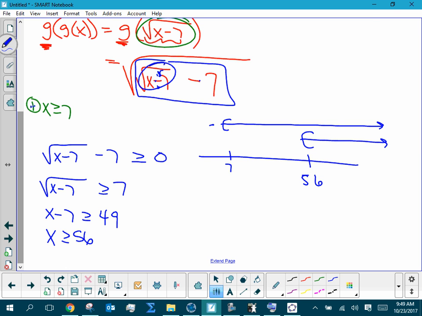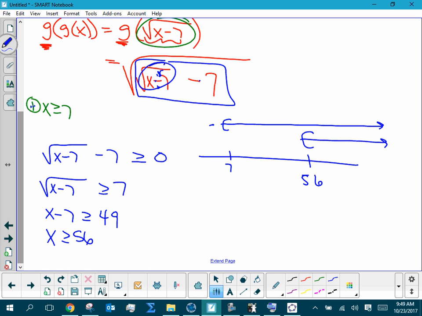So what we want is what we call the most restrictive domain. The most restrictive means the one that kicks out the most values, and it has to be numbers that are bigger than or equal to 56. Does that make sense? So 56 to infinity would be that solution.